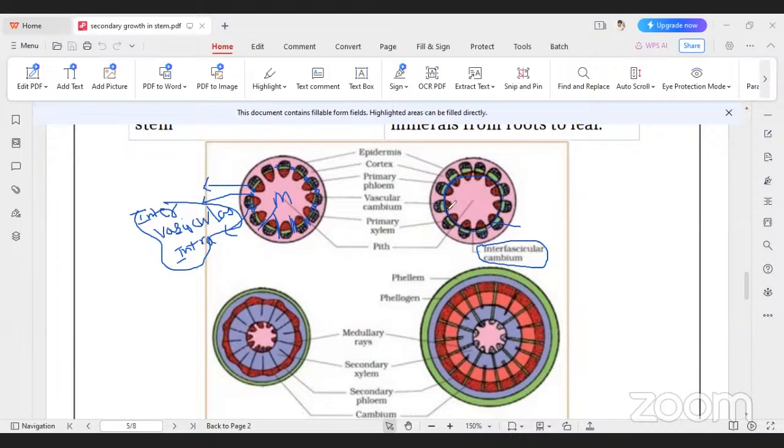Now, is the cambium ring formation clear? Yes, sir. Any doubt in this? No, sir. Right. So intra is present inside the vascular bundle, inter is present between the vascular bundles. Okay? After formation of the cambium ring, what happened?